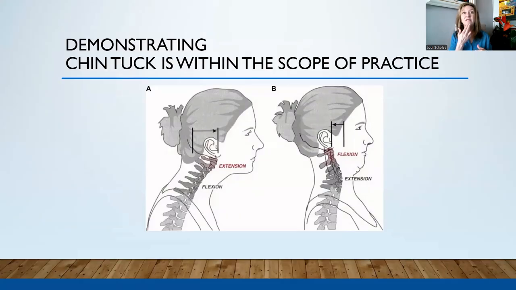Chin. I guess we could retract the jaw, causing the neck to move, the head to move backwards. So these subtleties, you're going to need to be careful on your MBLEx. Look for that best answer.